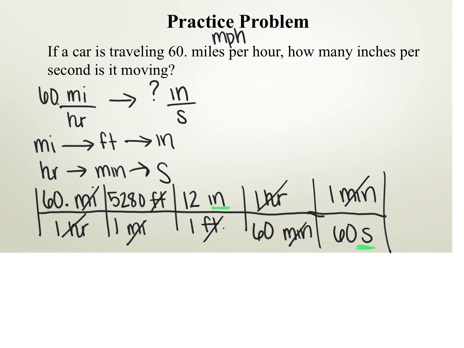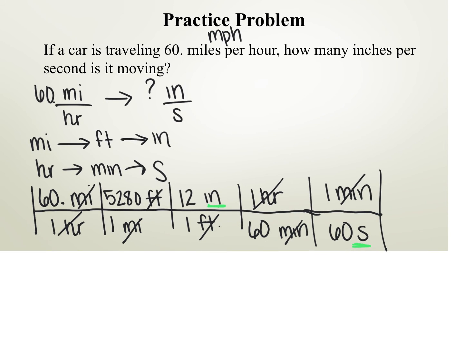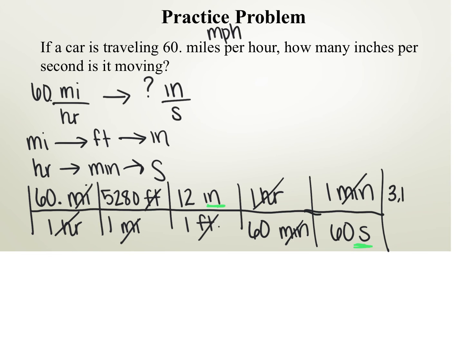All right, so now we're gonna calculate. Again, multiply that entire top row and get an answer. So what's 60 times 5280 times 12? 3,801,600. Okay, then you're gonna multiply the bottom row across. So 60 times 60. 3,600. And then now you'll just divide the top number by the bottom.